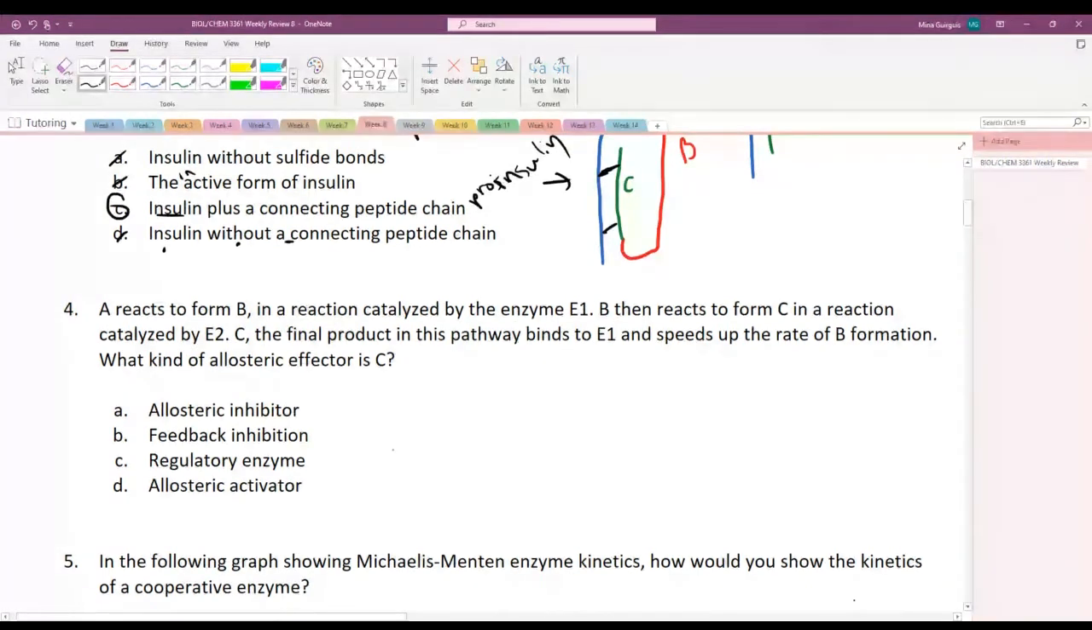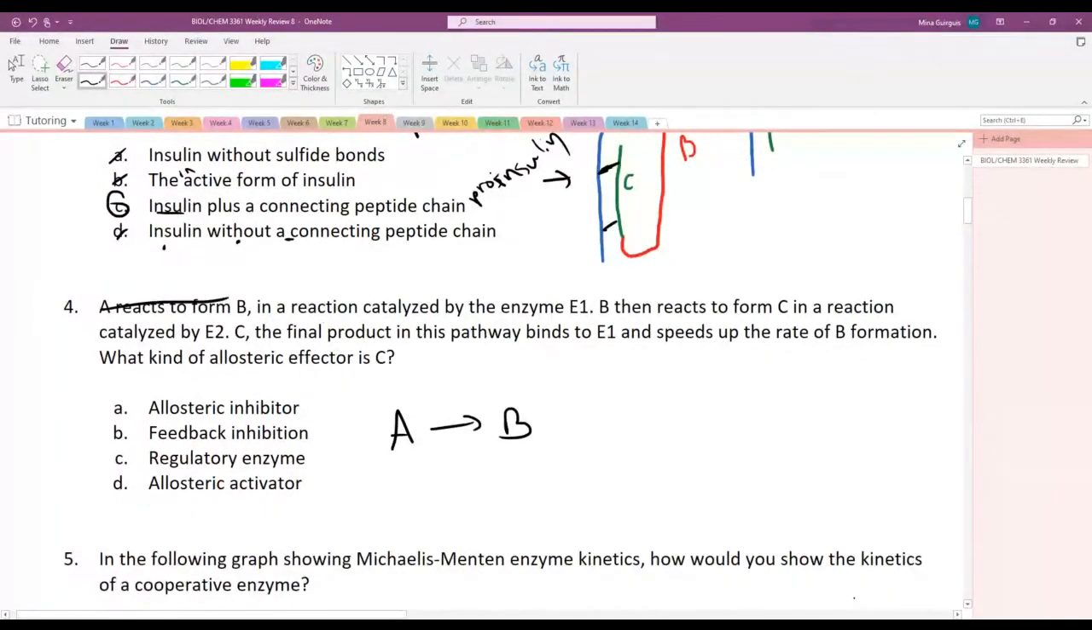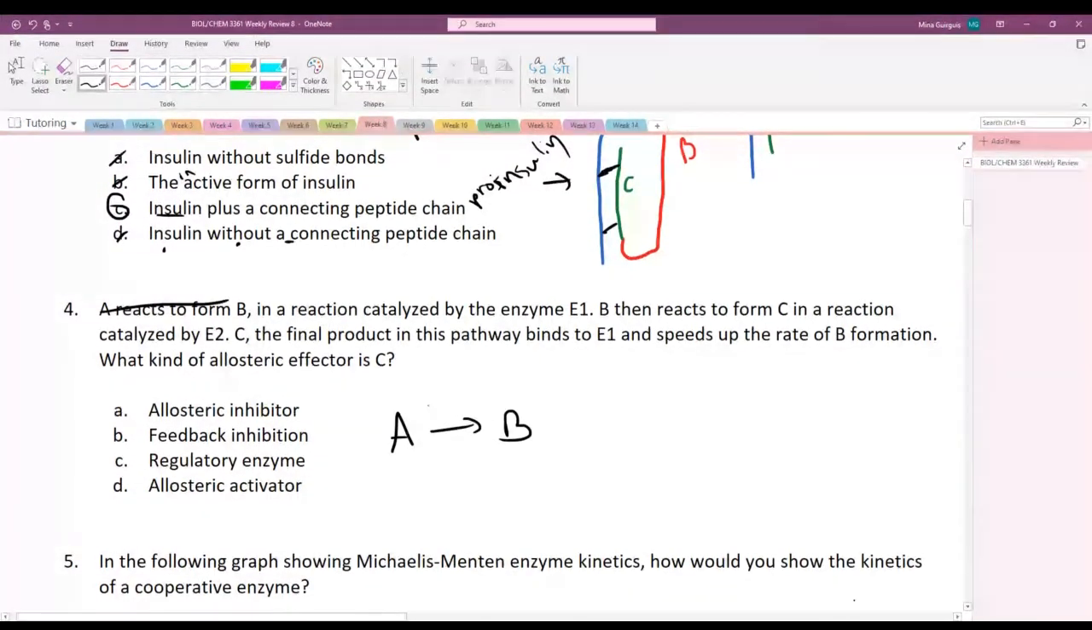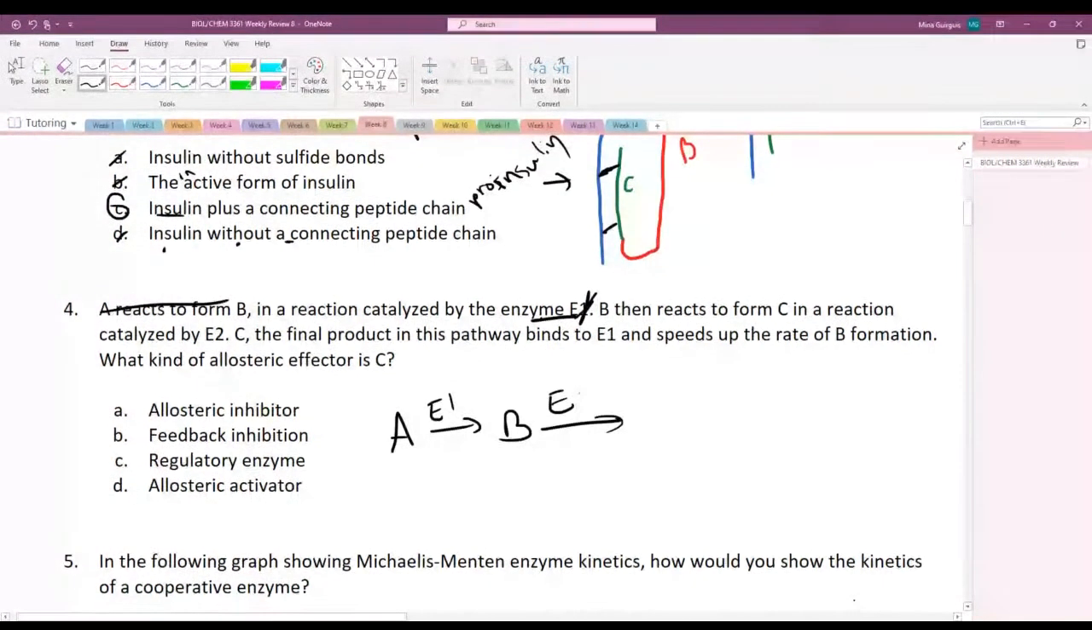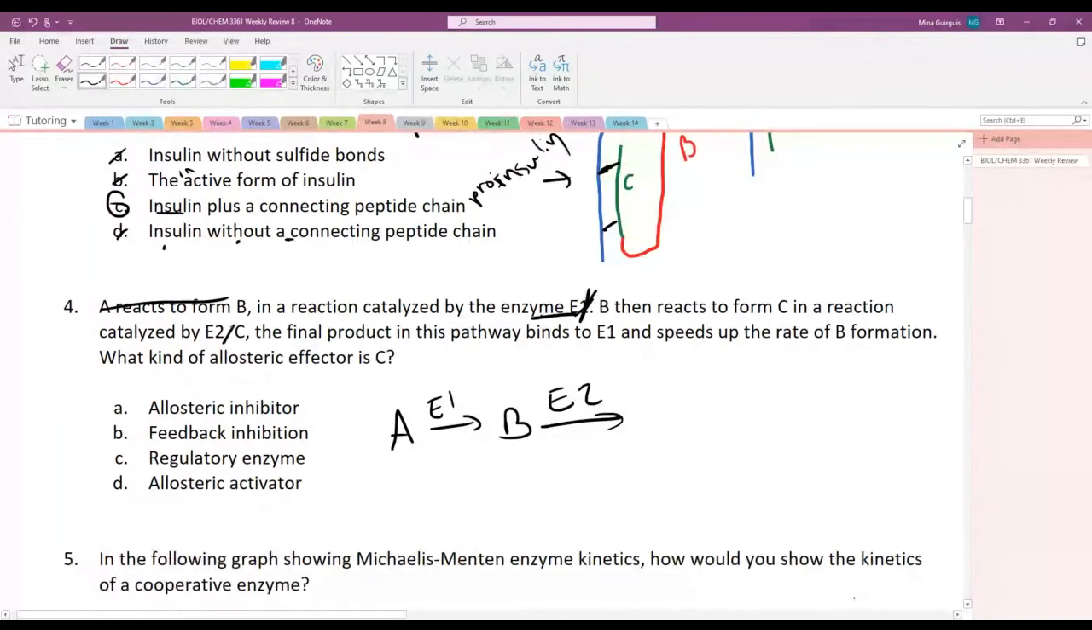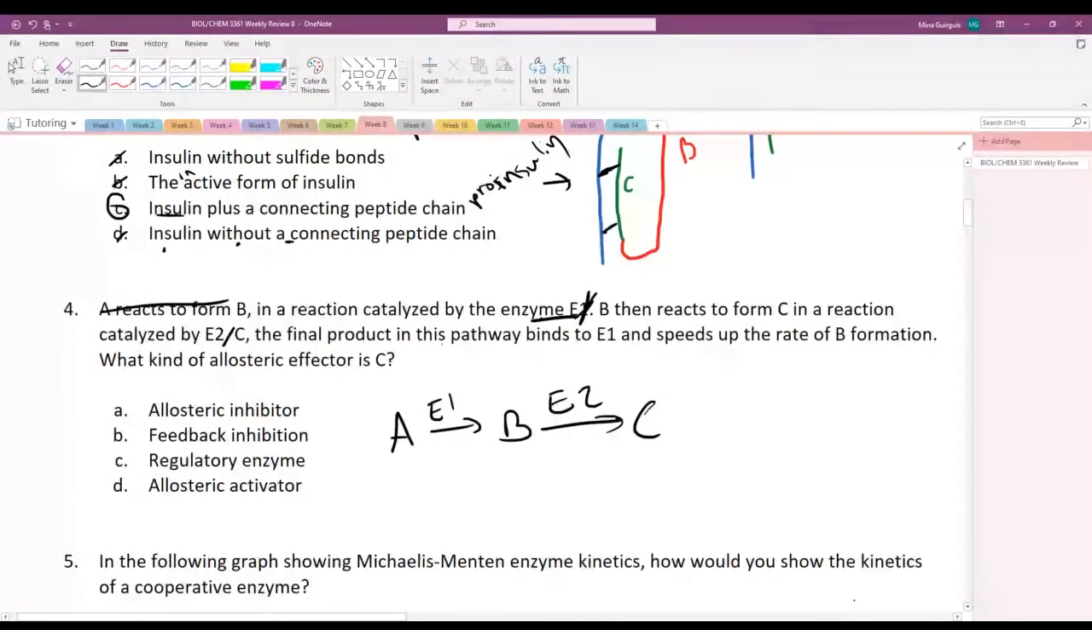So A reacts to form B. Okay, cool. I am done with that part. And it's a reaction catalyzed by enzyme E1, so I'm going to put E1 here. Done with the entire first sentence, so up till here we're good. B then forms C in a reaction catalyzed by E2. Now we've just kind of translated this. Oh, and I didn't write C. There we go. And now that's the final product in this pathway.